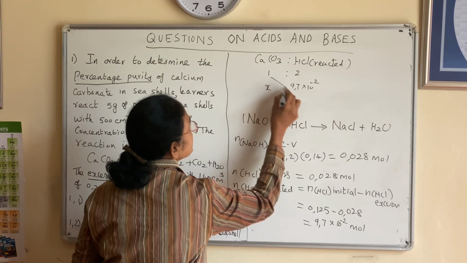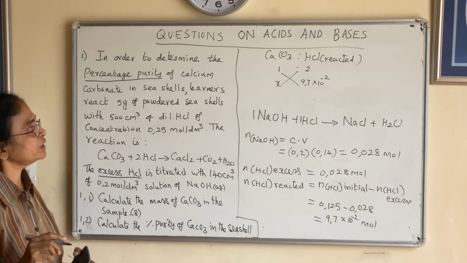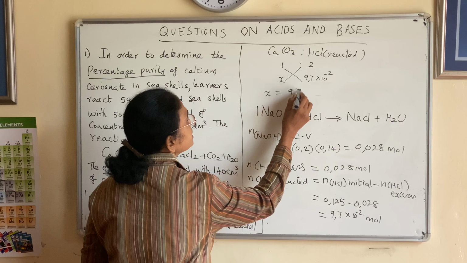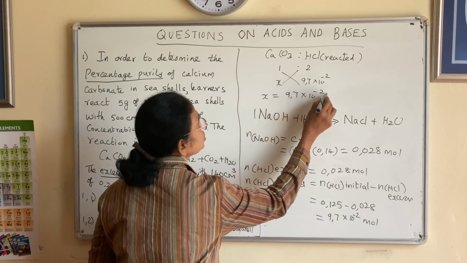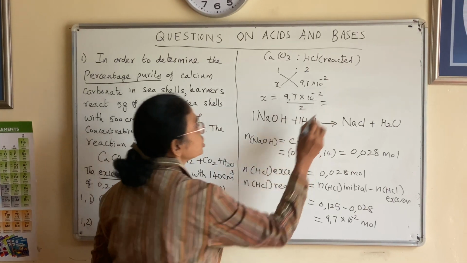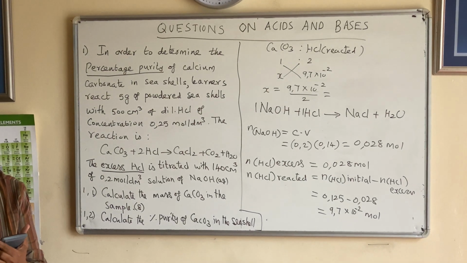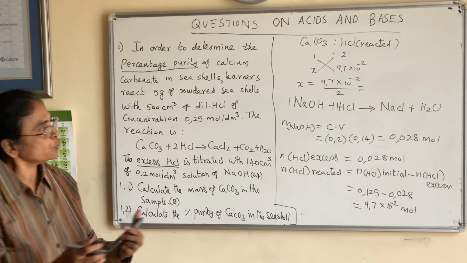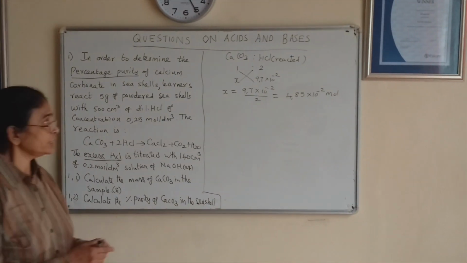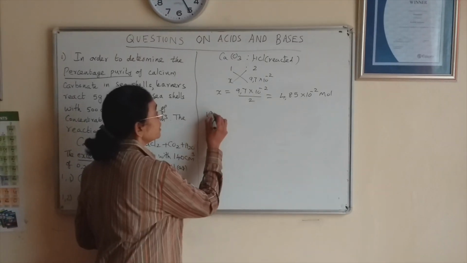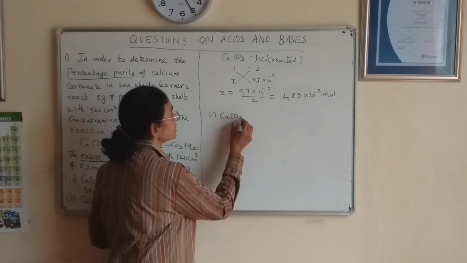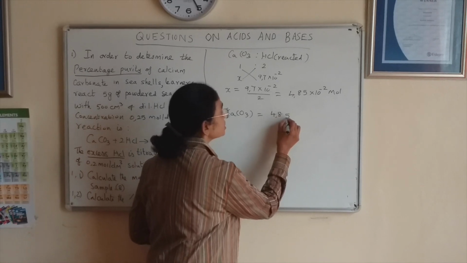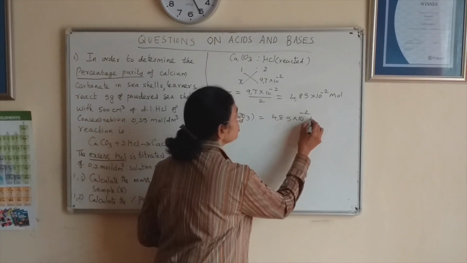So you put x here and cross multiply, and when you do that you will get x is equal to 9.7 times 10 to the power of minus 2, and you have to divide that by 2. Let's see what will happen. Divide by 2. What is it going to give you? 4.85. Now what we have got is the number of moles of calcium carbonate in your seashell. It's 4.85 times 10 to the power of minus 2 mole.